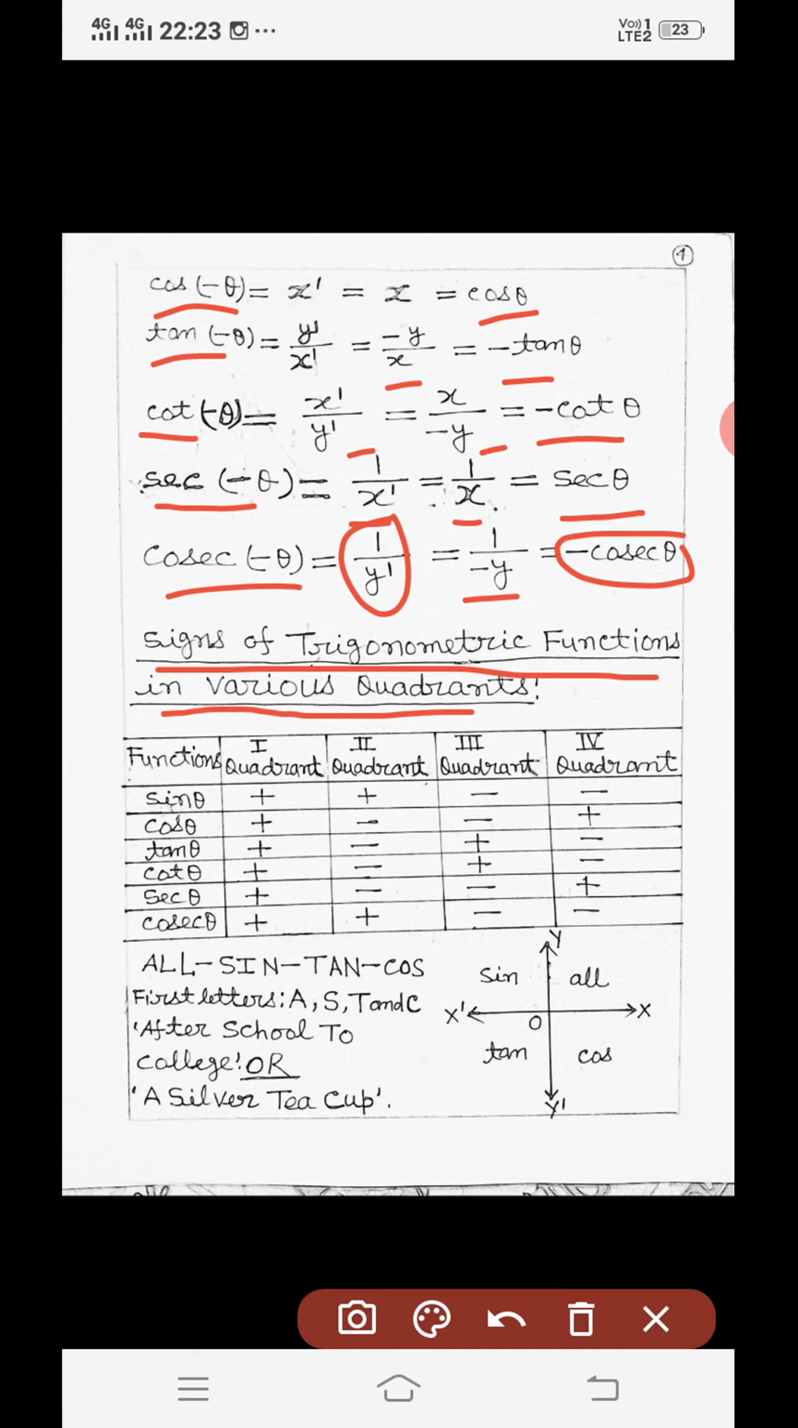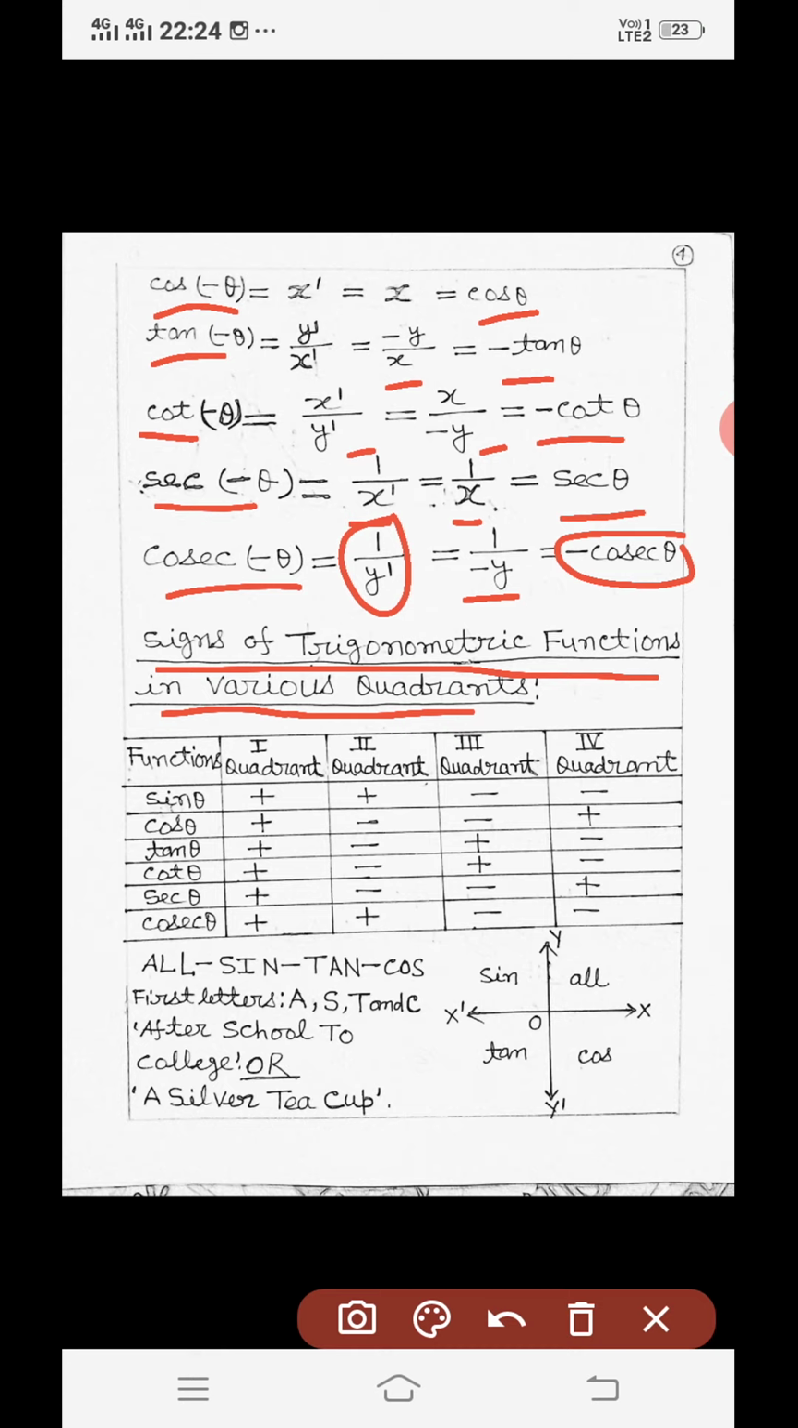In first quadrant, all trigonometric functions are positive. In second quadrant, sin theta and cosec theta are positive. All others are negative. In third quadrant, tan theta and cot theta are positive. All others are negative. In fourth quadrant, cos theta and sec theta are positive. All others are negative.